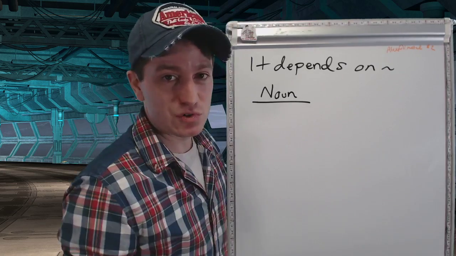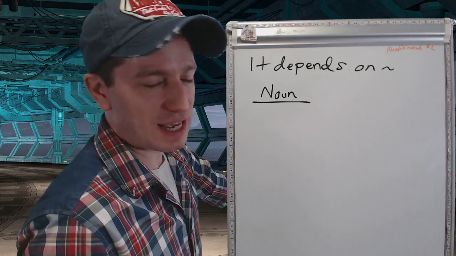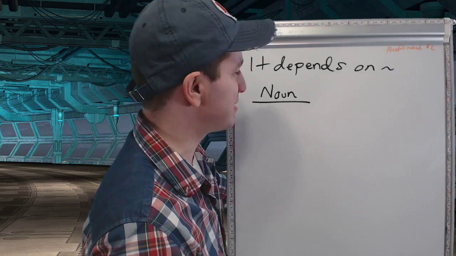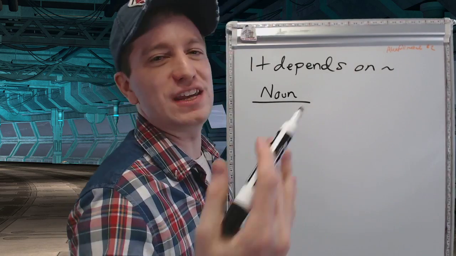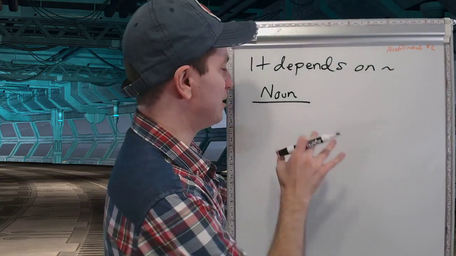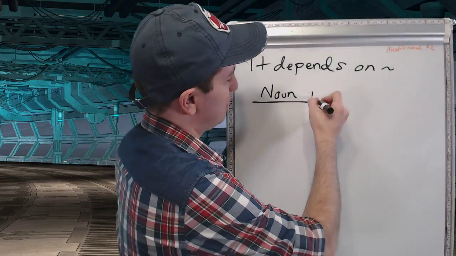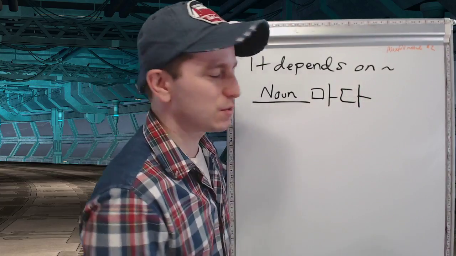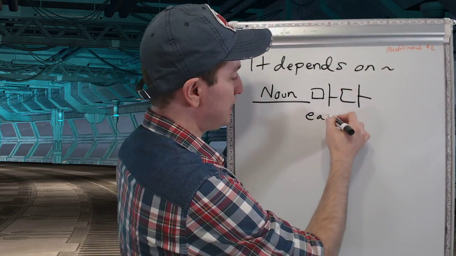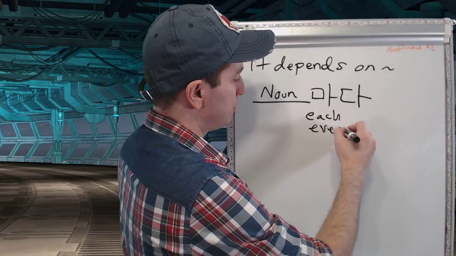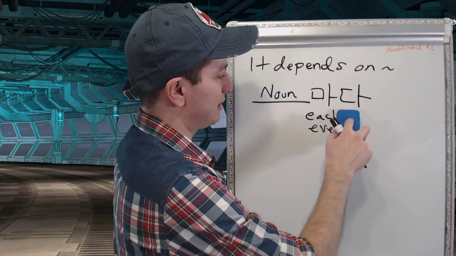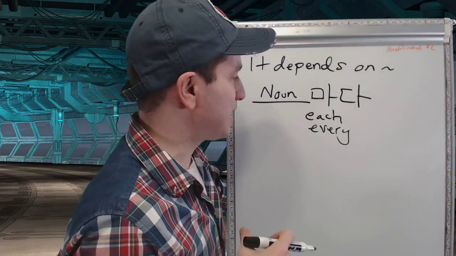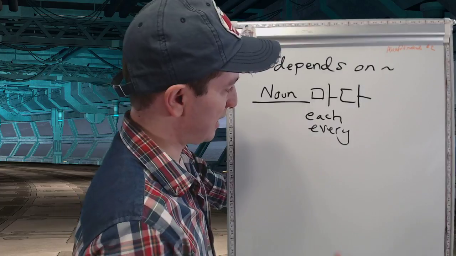You take a noun, so whatever it depends on. You can say, it depends on you. It depends on the weather. It depends on the time. It depends on the color. It depends on my feelings. Whatever you want to say. You just take the noun, then you attach this suffix, which is 마다. Now, 마다 means each or every. So you might hear something like 날마다, each day, 사람마다, each person, like that.